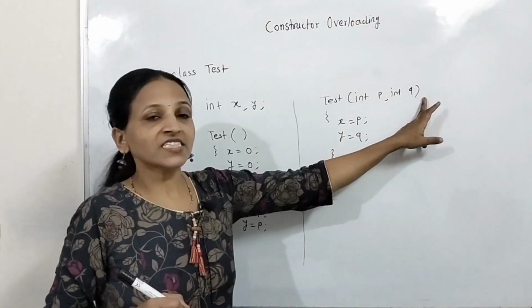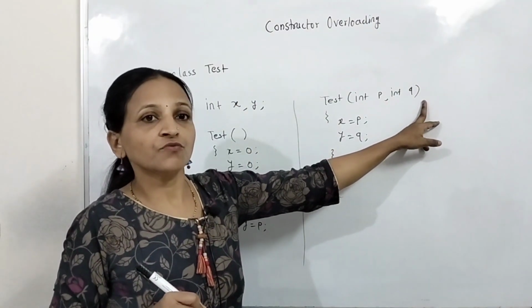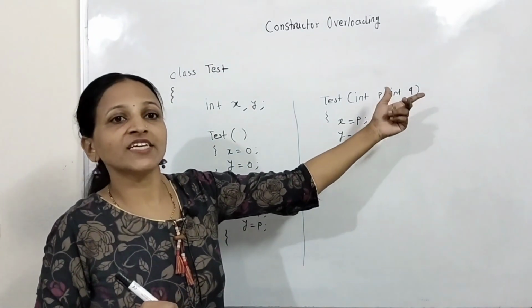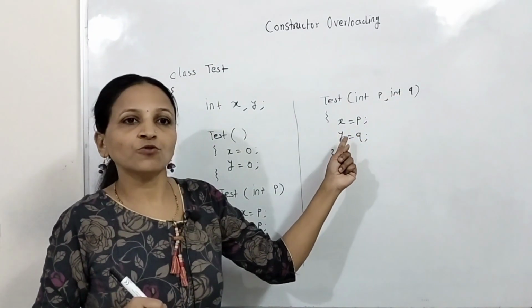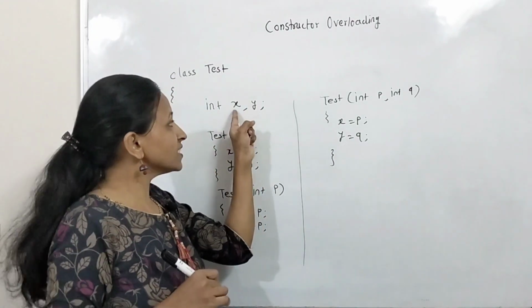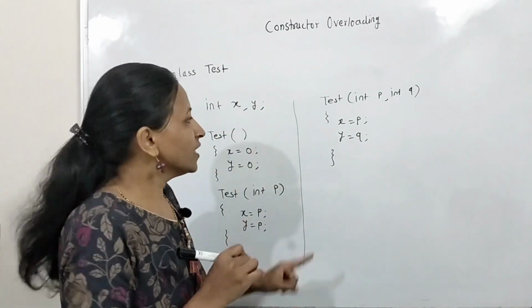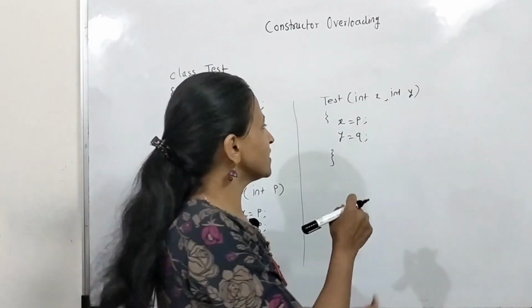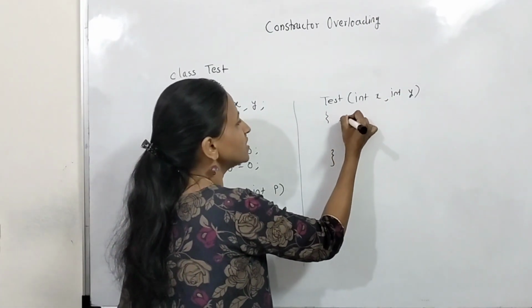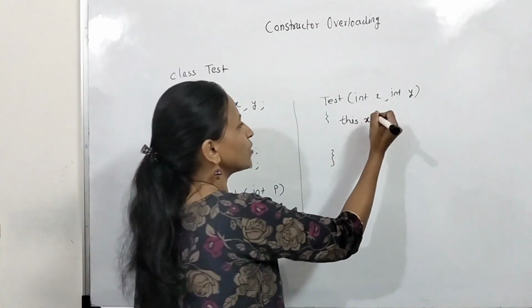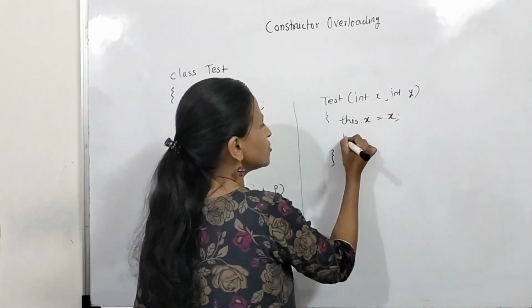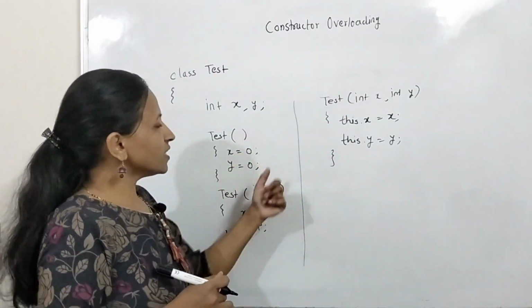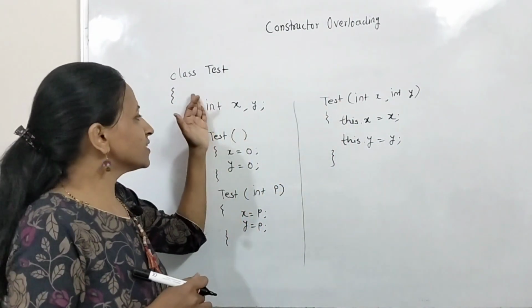Here you can use x and y identifiers for these formal arguments. No problem, but if you are using x and y, then you have to use the this keyword to access the x and y. Here I am changing it to x and y. Then we have to write this.x equals x and this.y equals y. Now see, these three constructors are written inside this Test class.